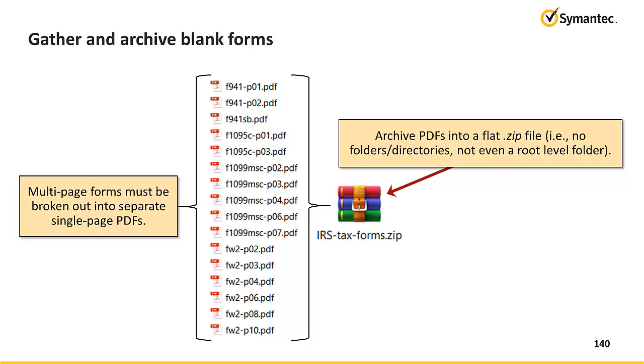After you have gathered all the forms you want to detect, archive each category of forms in separate zip files. For instance, all federal tax form pages in an IRS taxforms.zip file, and all state license application forms in another zip file, and so on. These zip files must be flat archives. That is, the zip file cannot include any other folders or directories, not even a root level folder.